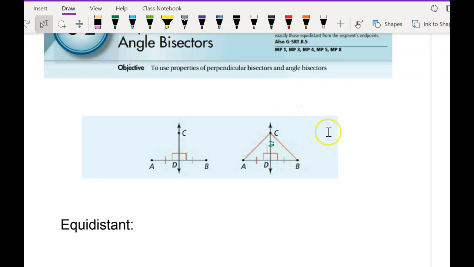What else do I know? Well, the key takeaway is that point C is going to be equidistant from both segment endpoints. Let me say that again. So my segment bisector, CD, my segment AB, point C is the same distance from A as it is from B. So I know that these two lines are congruent.